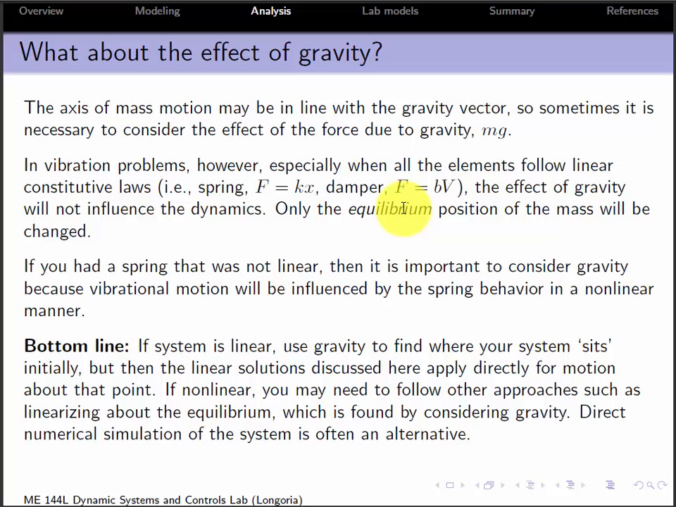All right. So the bottom line is, if the system's linear, use gravity to find where the system sits, so to speak, what the equilibrium is, and then all these linear relations hold about that point. Again, if you're not linear, then you need to follow other approaches, maybe use simulation as an alternative.